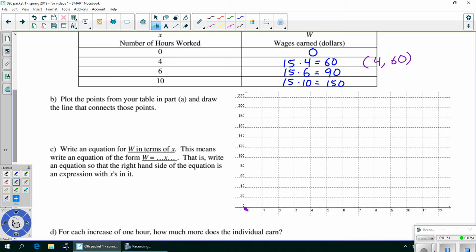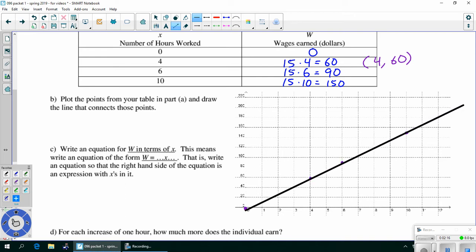(4, 60), so we go over to 4 and then up to 60, which is this one. (6, 90), this one we'll have to estimate, so it's halfway in between the 100 and the 80. And then finally (10, 150). 150 is halfway between 140 and 160. And when you're making a straight line, go ahead and use a straight edge, so a ruler or a bookmark or something like that to help.